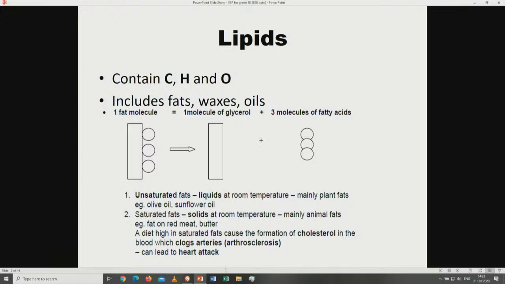Now, a diet high in saturated fats can cause problems in the body, such as high cholesterol, and it can lead to other complicated conditions where these fats will clog the arteries and hinder the blood flow to major organs in the body, from the heart, and this can lead to heart attack or atherosclerosis.